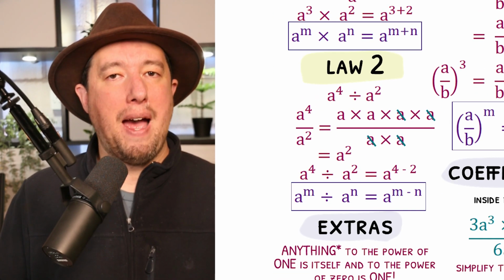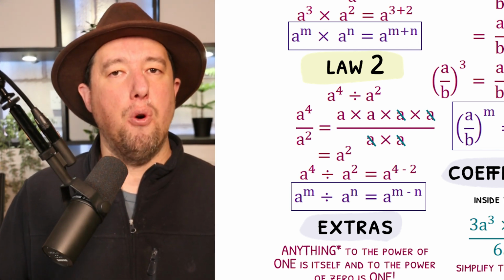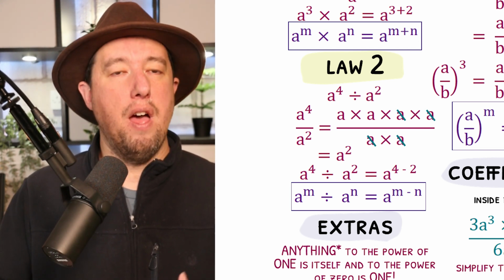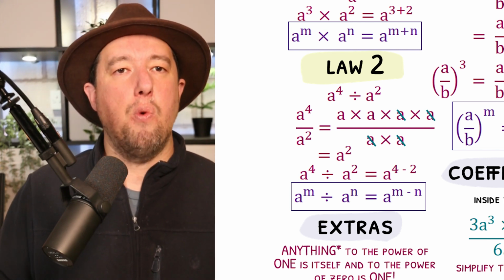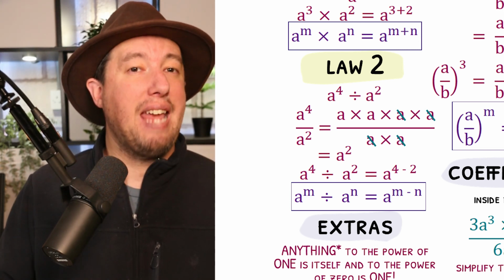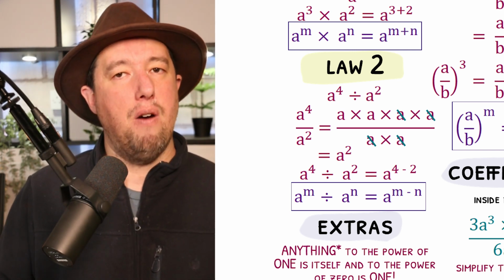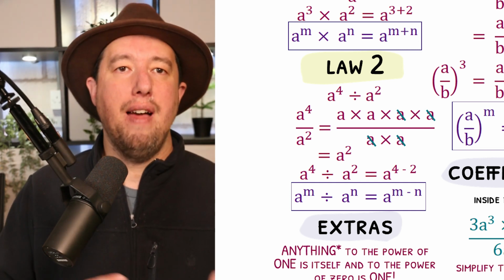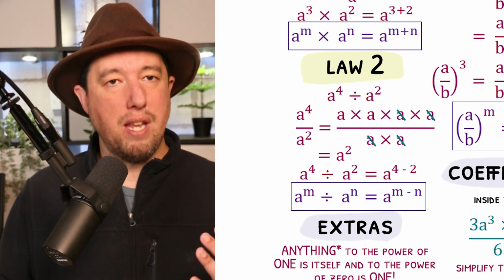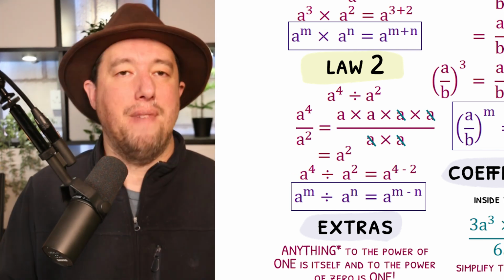When you divide powers with the same base, you subtract the indices. A to the power of 4 divided by a to the power of 2 will therefore be a to the power of 4 minus 2, which is 2. To see how this works, we need to remember that a division can be written as a fraction. A to the power of 4 over a to the power of 2. This will give us a times a times a times a over a times a. You can cancel 2 a's from the top and 2 a's from the bottom, giving us a times a, or a to the power of 2.